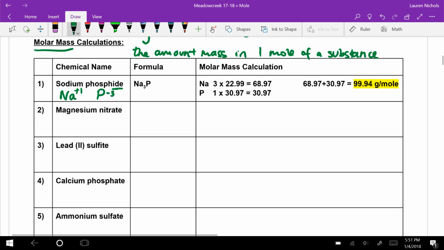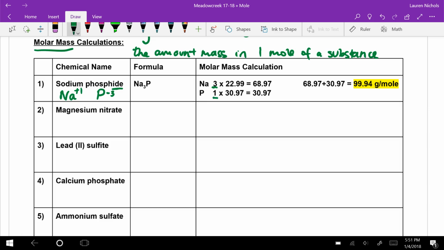And because we have a +1 and a -3, you have to cross and drop, which results in Na3P. Now remember, the 1 is not written as a subscript on P because chemists are lazy. We don't really write 1s. And if you look at the sample problem over here, for sodium, there's a 3 here because that's a number of sodiums that we have in our formula. So you can see that being able to write the correct formula from the chemical name is going to be crucial for this molar mass calculation.